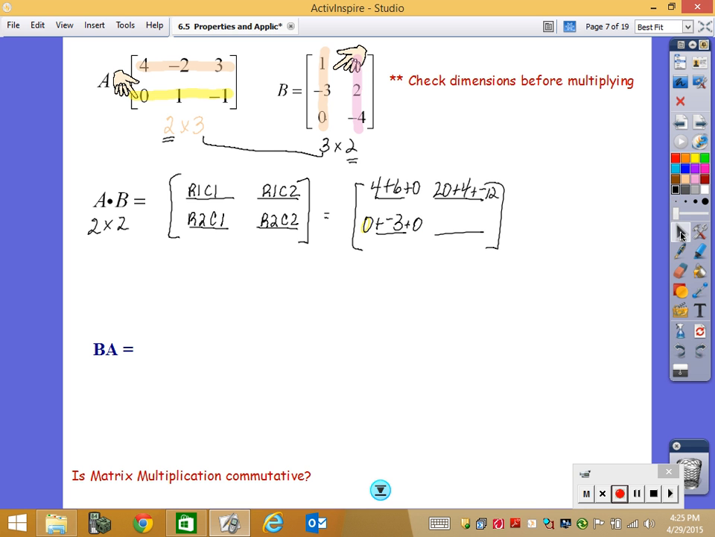Then my next position, row 2, column 2. 0 times 5, 0. Plus 1 times 2, 2. Plus negative 1 times negative 4, 4. Results in 10. 24 minus 12 is 12. Negative 3, 6.